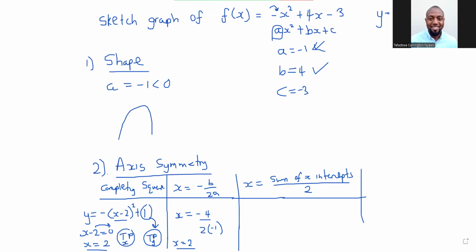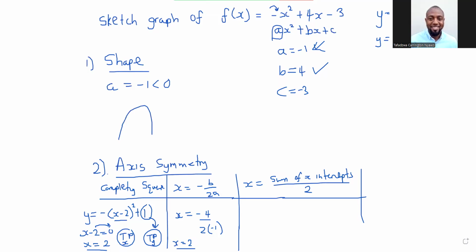y is equal to minus x squared plus 4x minus 3. All right, and then I substitute. Let's just go ahead and substitute and see if we're going to get the y value, which is 1. That's what we want to see.